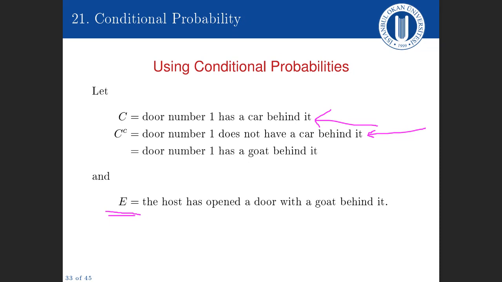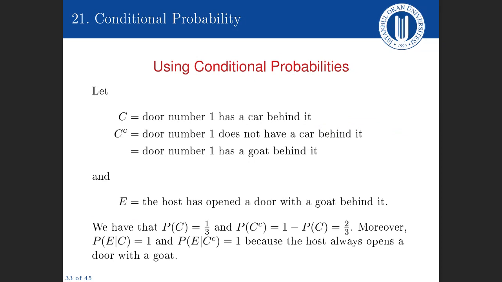What are the probabilities of these events? What is the probability that door number 1 has a car behind it? Well, it's a third. The car could be behind door number 1, or door number 2, or door number 3, so 1/3. So that means that the probability of C complement, the probability that there's a goat behind door number 1, is 2/3.